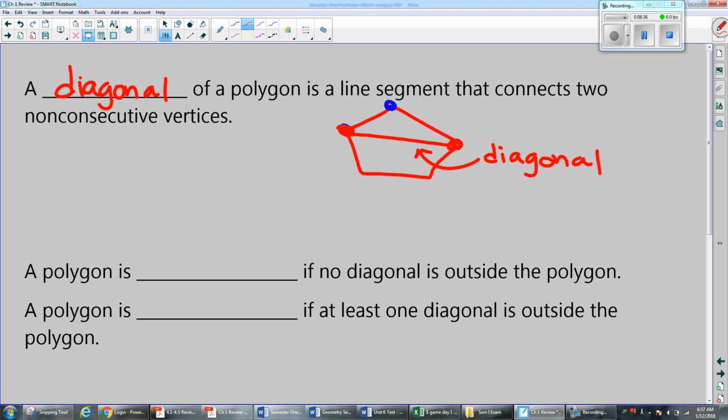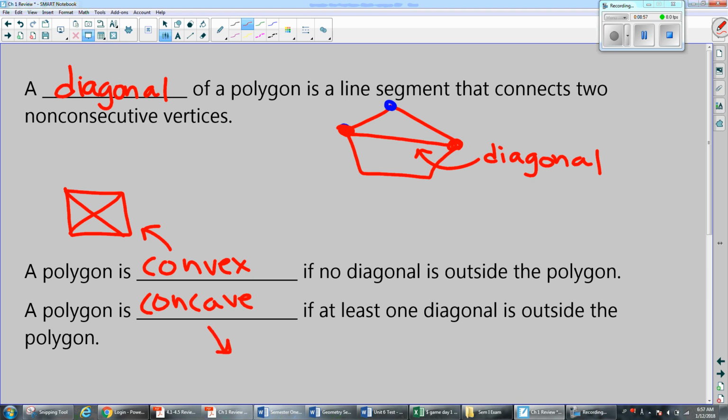So a polygon is convex if no diagonal is outside the polygon. So if I drew this shape here, all my diagonals are inside. This would be convex. We can say a polygon's concave if at least one diagonal is outside the polygon. So here's a concave polygon. Here are my sides. They go in like a cave, which means that this diagonal is on the outside. Here, all of these diagonals are on the inside.